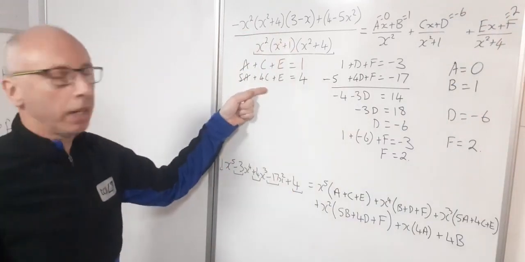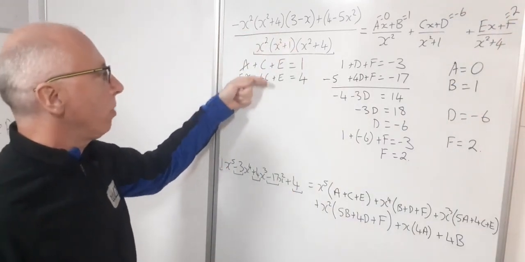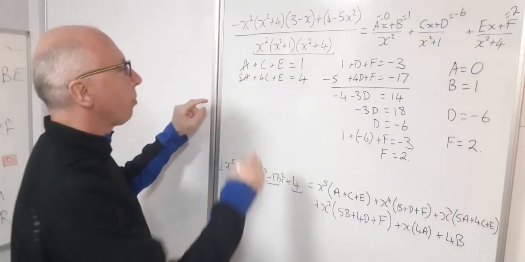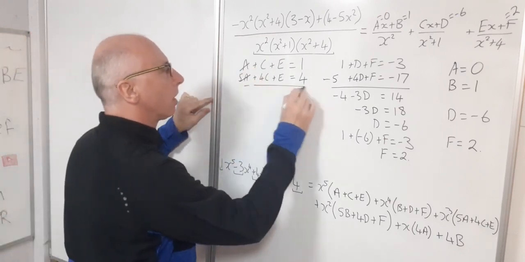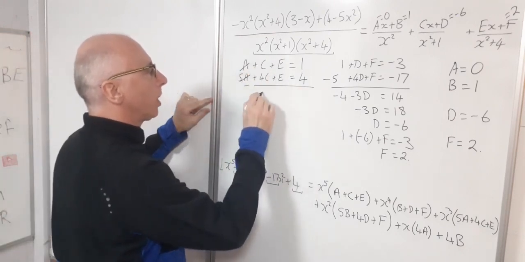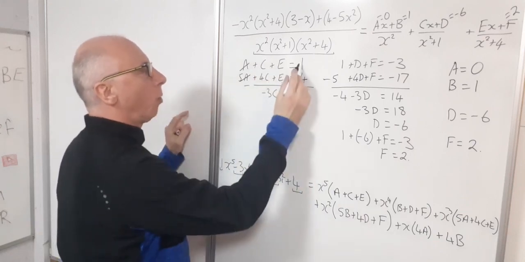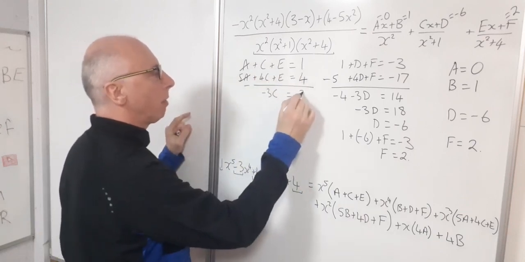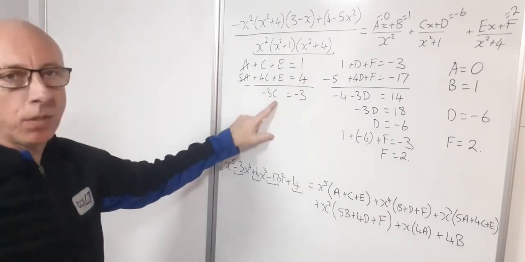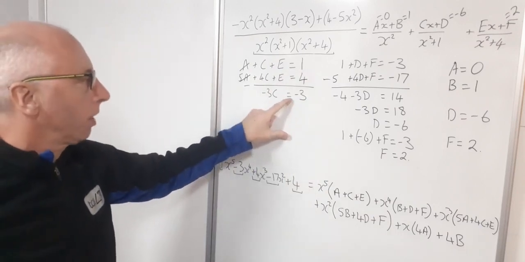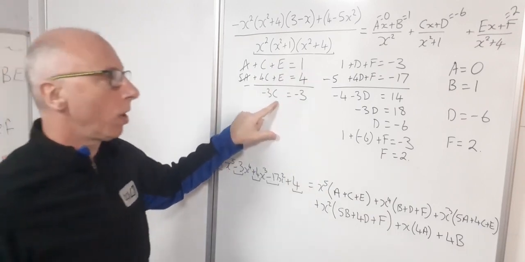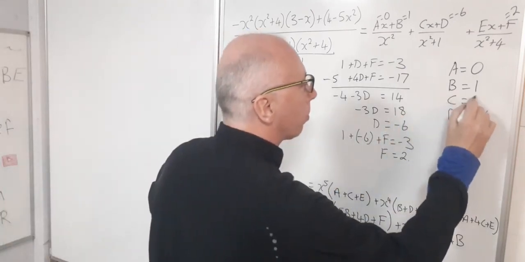Okay, what about this side? Well, this one's fallen really handy. I can just subtract straight away and get rid of the e. So c minus 4c is minus 3c. e minus e disappears. 1 minus 4 gives me minus 3. So therefore I can see if minus 3c equals minus 3, c is going to be 1. So c equals 1.